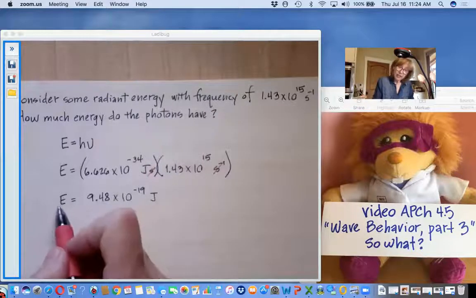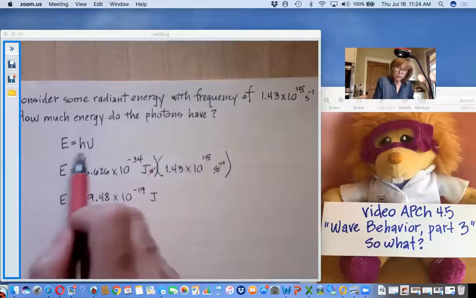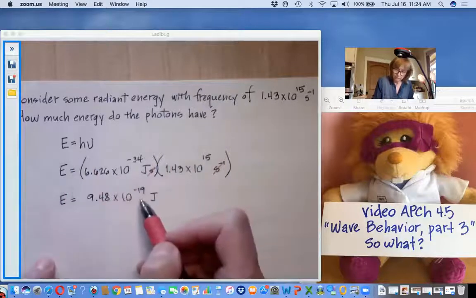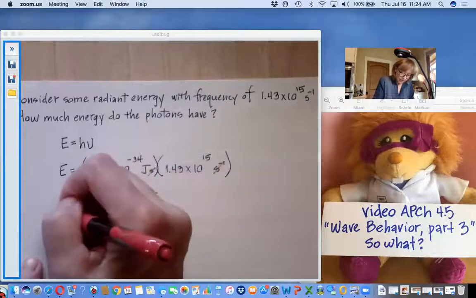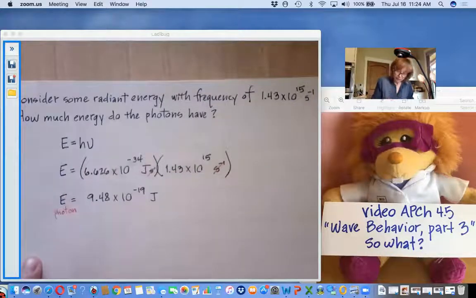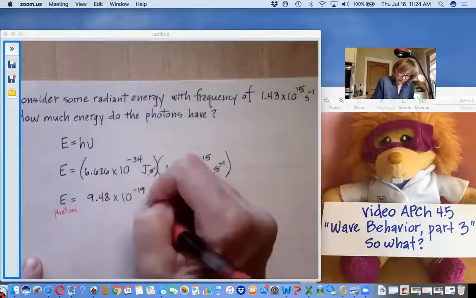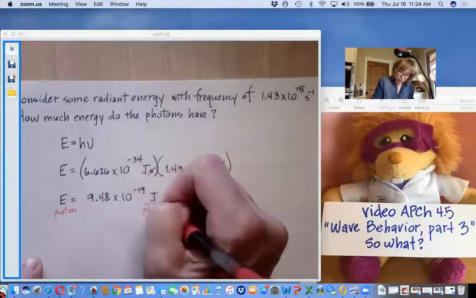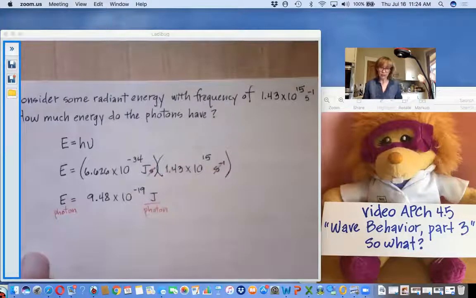Remember, guys, this E value, when you use this equation, is always going to be very small because this is the energy of each photon. So really, this answer is the joules of a photon.